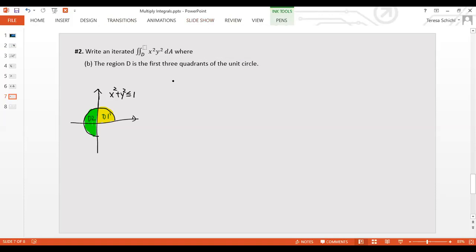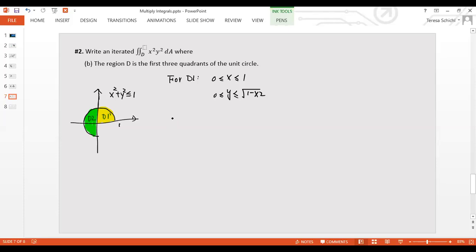Okay, so for D1, these yellow ones, my X is from 0 to 1, right? This is the unit circle. Then my Y is from 0 to what? The square root of 1 minus x squared, correct?